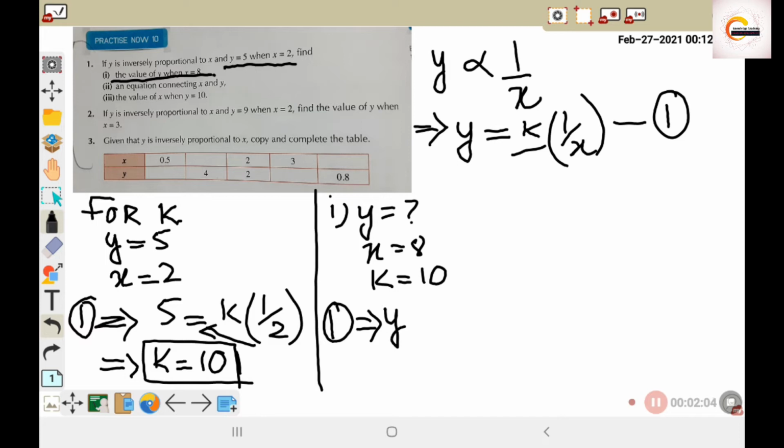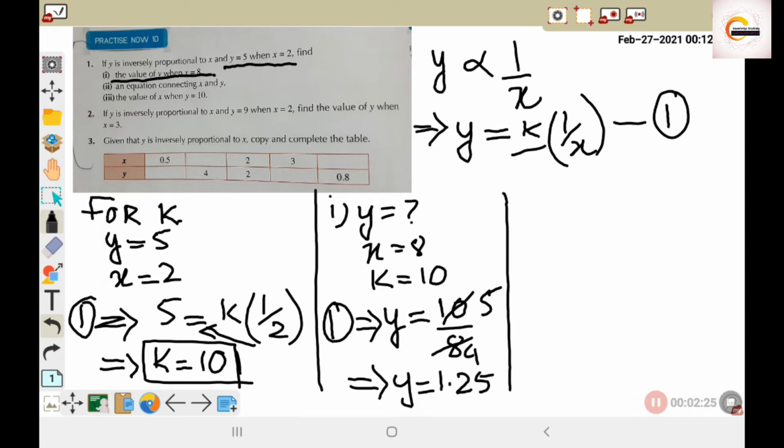So putting all these above values into our formula number 1, y is equal to 10 upon 8. After division, it's going to be 1.25. This is our required answer for part 1.